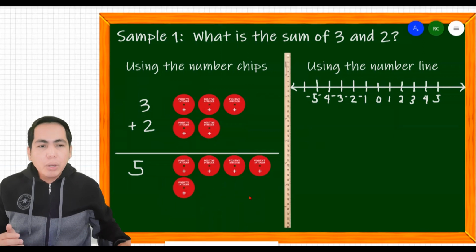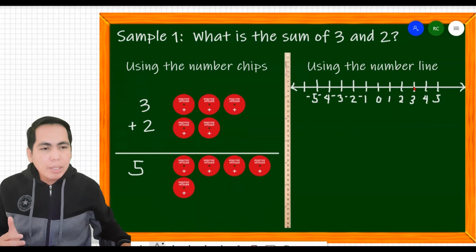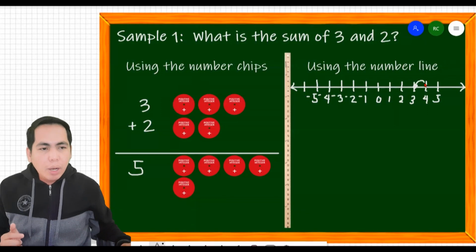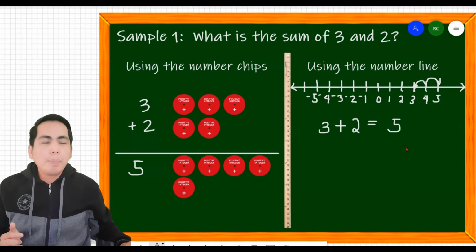Now if we are using our number line, we can start by identifying where our first addend is. Our first addend is positive 3, which is located at this point. Then we are going to add positive 2, so we move two steps towards the positive direction, 1 and 2. Therefore our sum is positive 5. So positive 3 plus positive 2 is equal to positive 5.